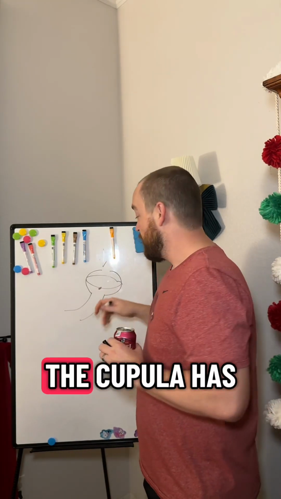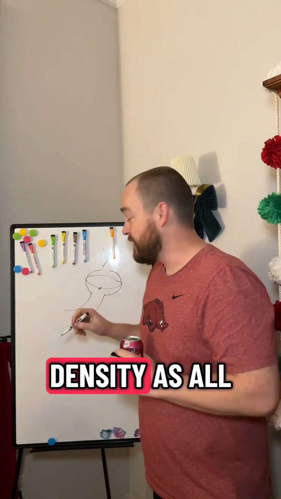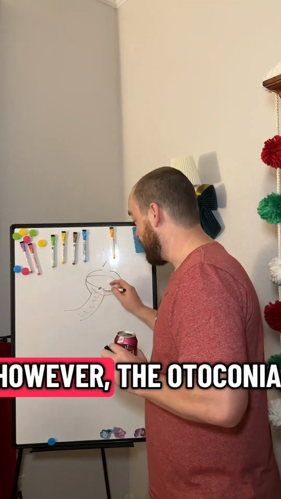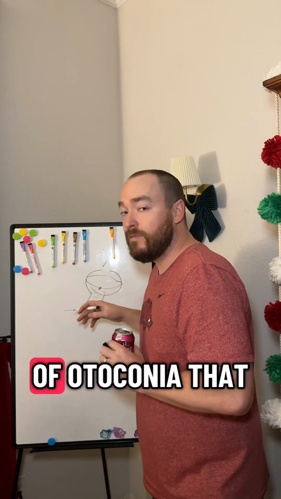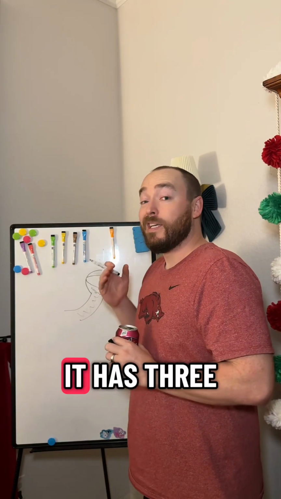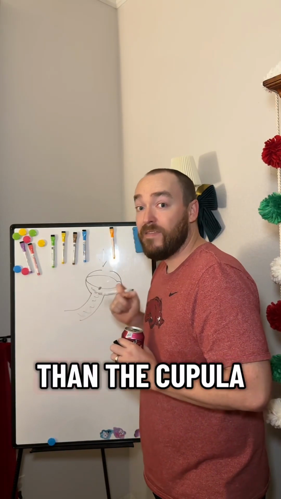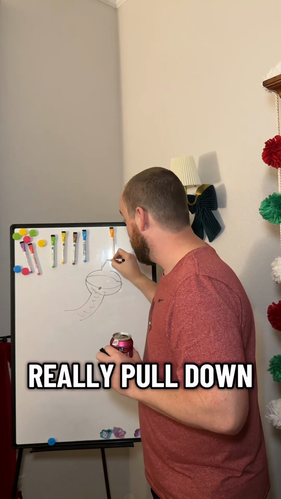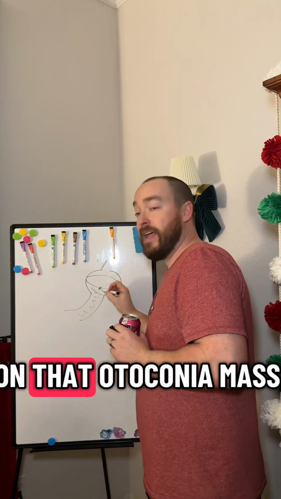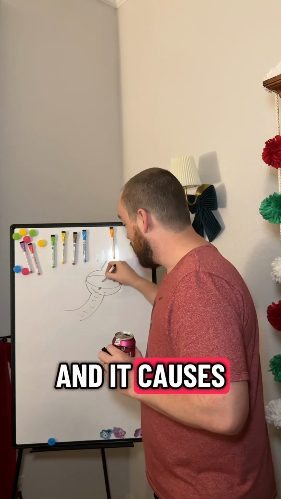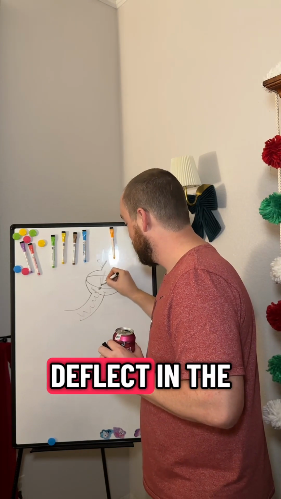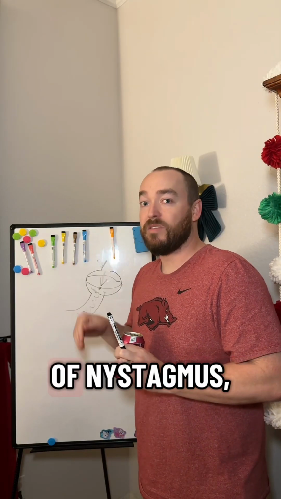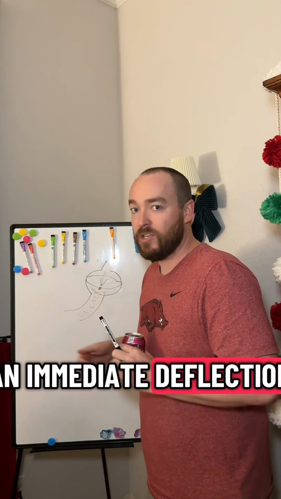Now normally, the cupula has the exact same density as all of the endolymph in the ampulla and in the canal. However, the mass of otoconia that is adhered to the cupula has 3 times greater density than the cupula and the endolymph. So as soon as you lay back, gravity starts to really pull down on that otoconia mass, and it causes the cupula to deflect in the plane of gravity. And so that's why you get an immediate onset of nystagmus, because you get an immediate deflection of the cupula.